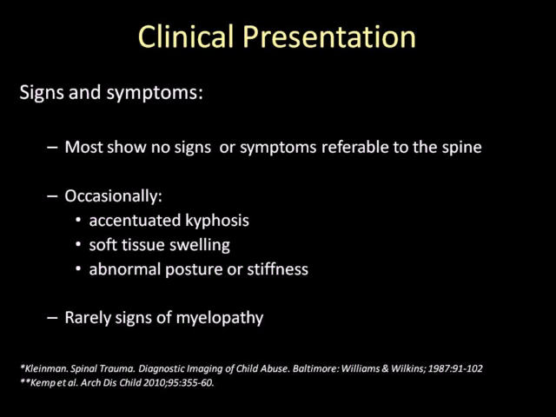The clinical presentation is variable. Most of these children will show no signs or symptoms at all related to the spine. Occasionally, you might see an accentuated kyphosis on physical examination, or you might see some swelling over the back, and sometimes these children will have an abnormal posture or stiffness, and rarely they have signs of myelopathy.